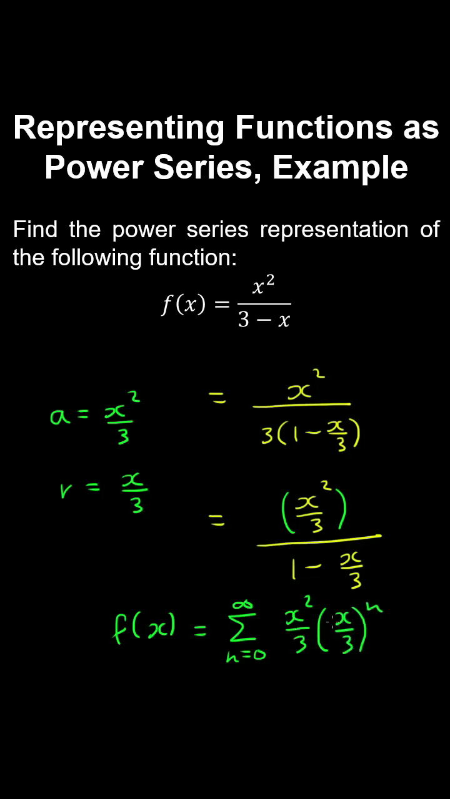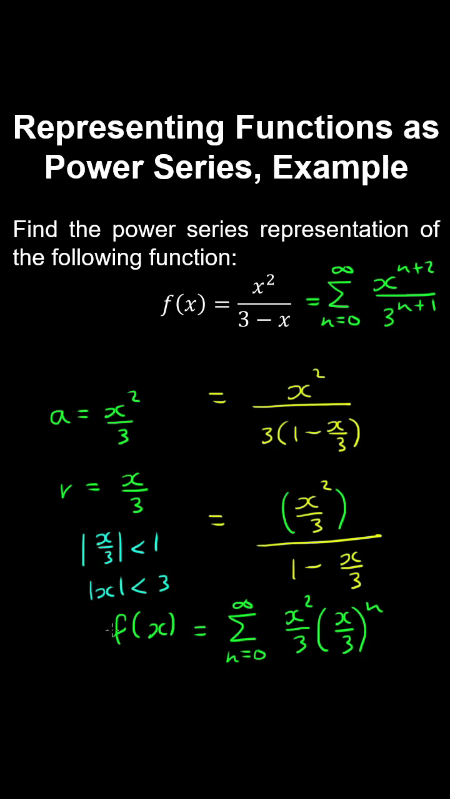And you can simplify this further by adding the exponents. So there'll be x to the power of n plus 2 over 3 to the n plus 1. And note that the geometric series converges when the absolute value of the ratio is less than 1. So therefore we obtain the absolute value of x is less than 3, and therefore the geometric series converges over the interval from minus 3 to 3.